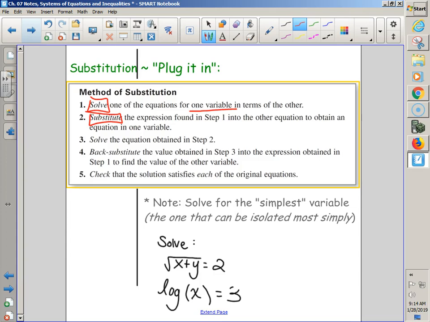This is a systematic approach. Substitute the expression that you just got, but you have to substitute it where? Not in the same equation. You must substitute it into the other equation. And if you have more equations, substitute in all of them. Substitute the expression found in step 1 into the other equation to obtain an equation in one variable. Why? Well, if you only have 2 variables, if you just got rid of one in terms of the other, don't you now only have x's or now only have y's? Oh, life is so much better.